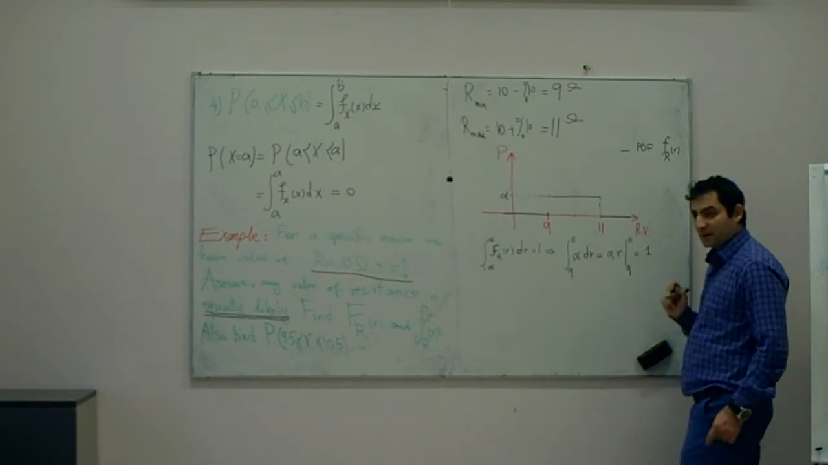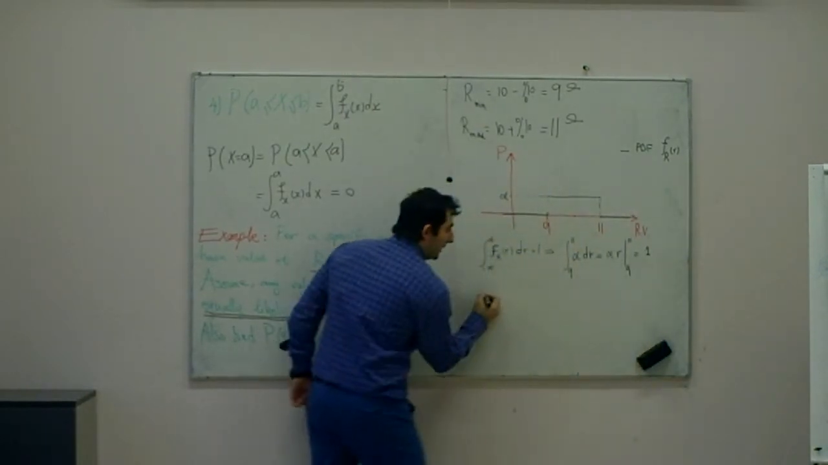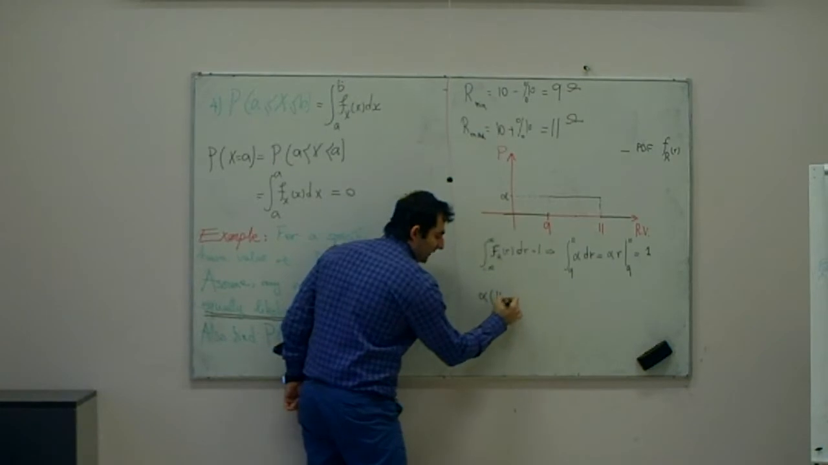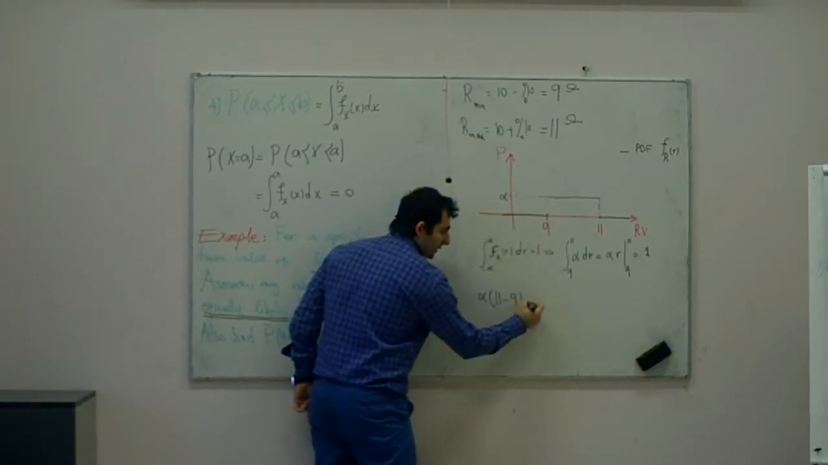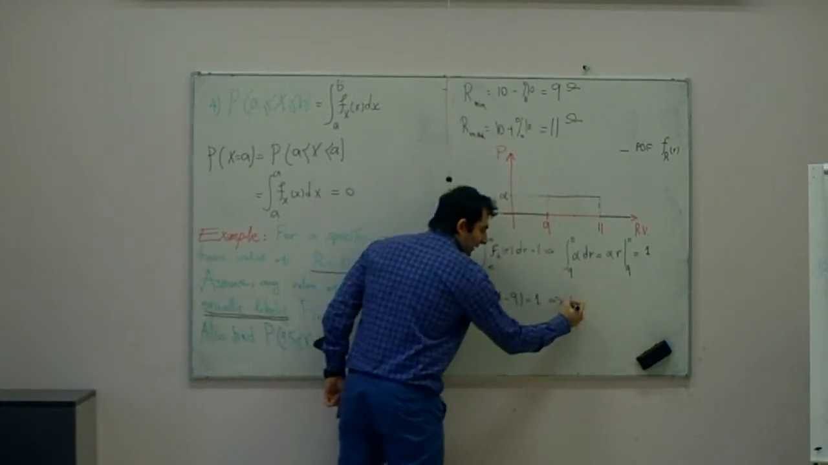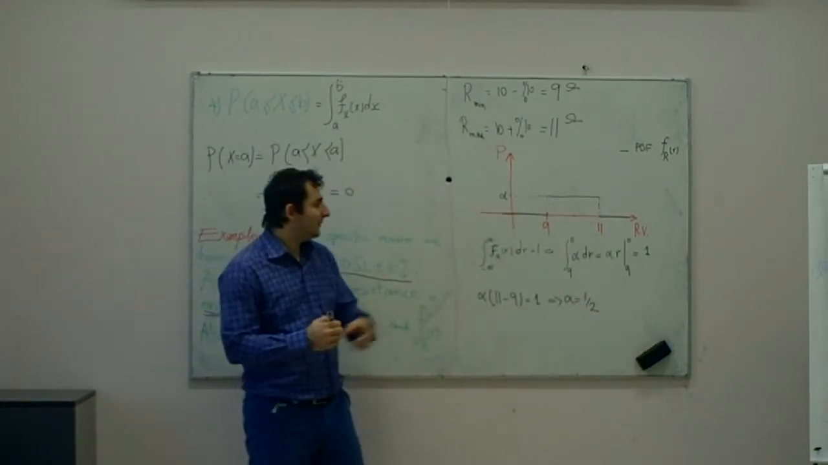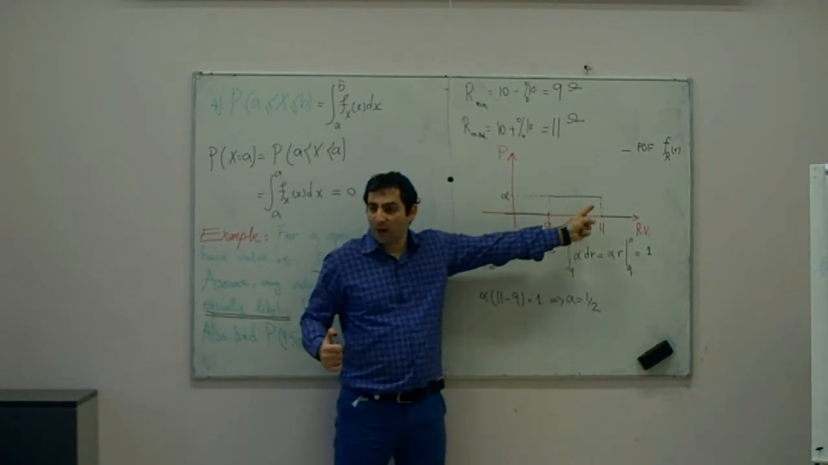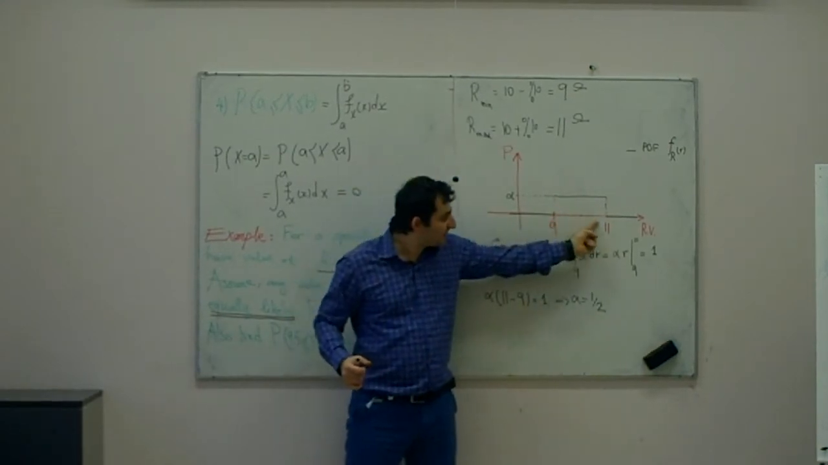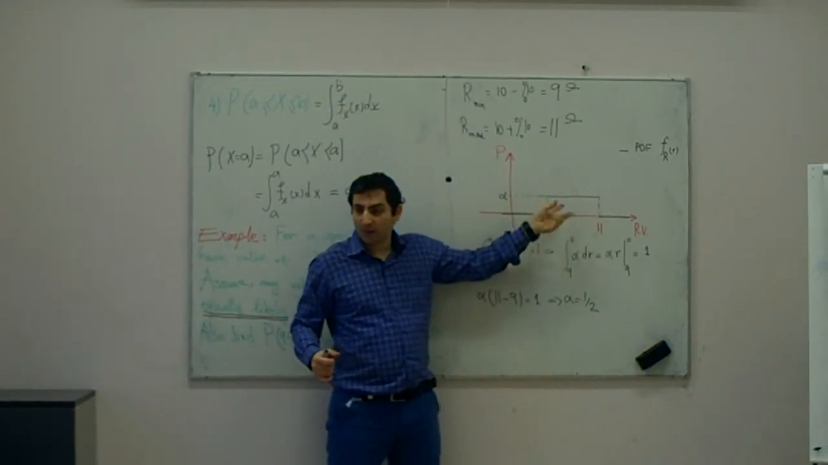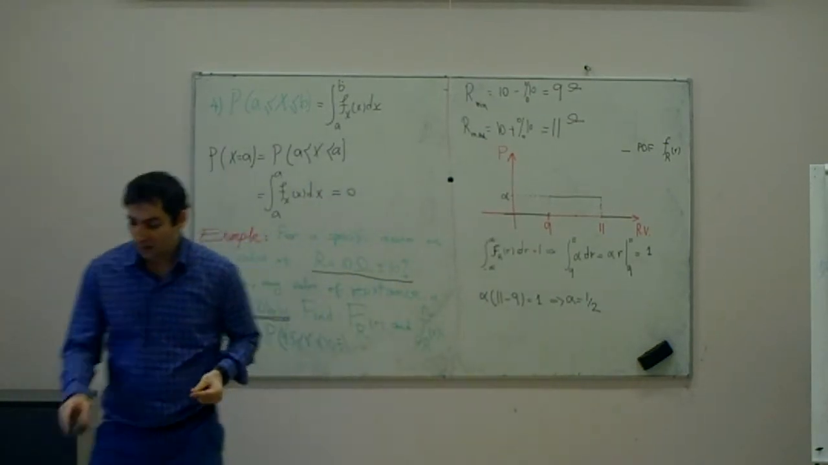So I substitute the values. It will be alpha times (11 minus 9) is equal to 1. So we get that alpha is 1 over 2. And we knew it. I mean, look at the geometry. The area should be 1. It's a rectangle. This is 2. So the height should be 1 over 2. So the multiplication will become 1.